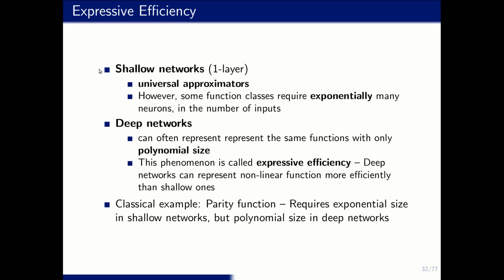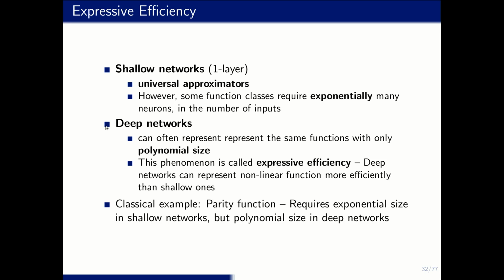So if we consider a shallow network, so only one layer, this is already a universal approximator, great, but it can be shown that there are certain functions which require exponentially many units. So there are function classes which can be approximated arbitrarily well with shallow networks, but you need to spend exponentially many units for this.